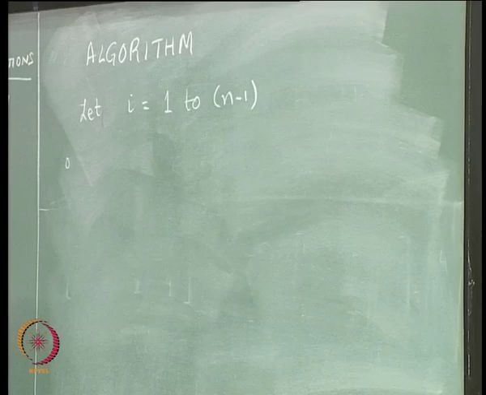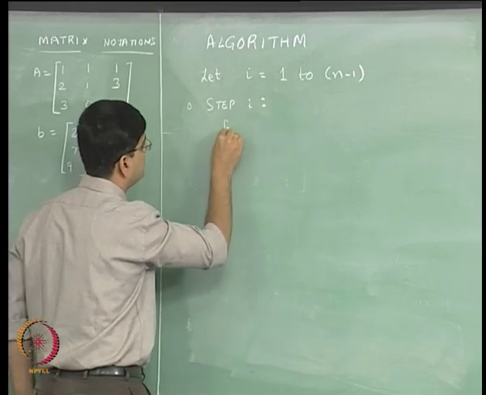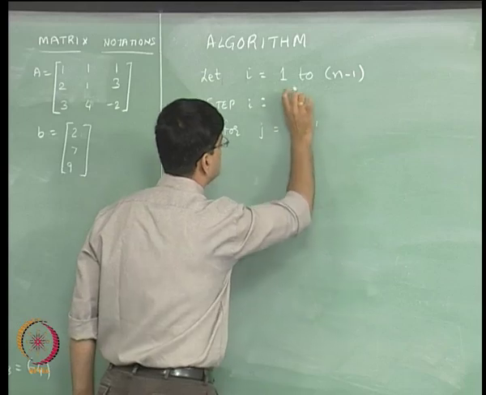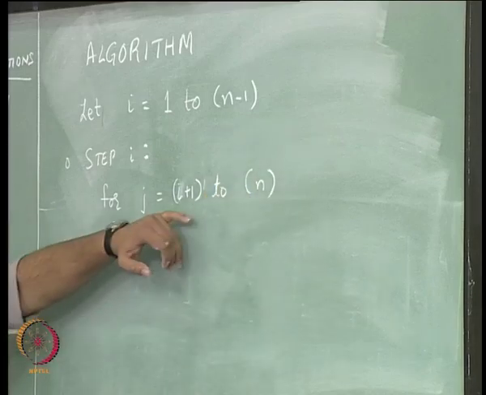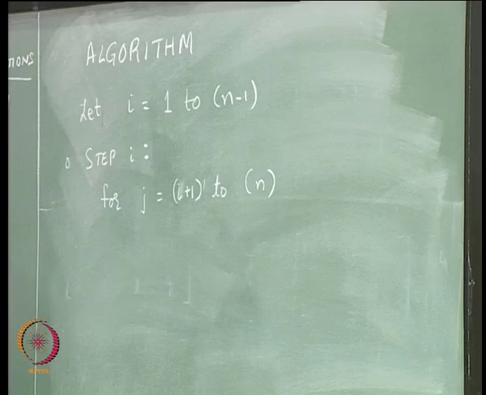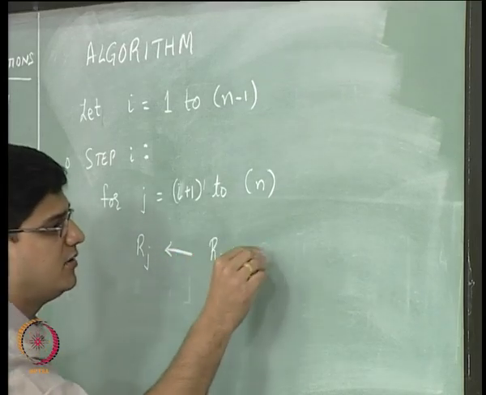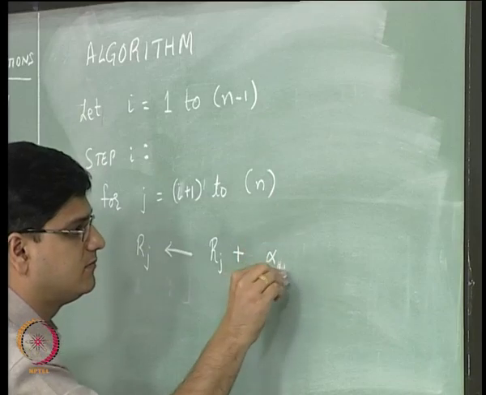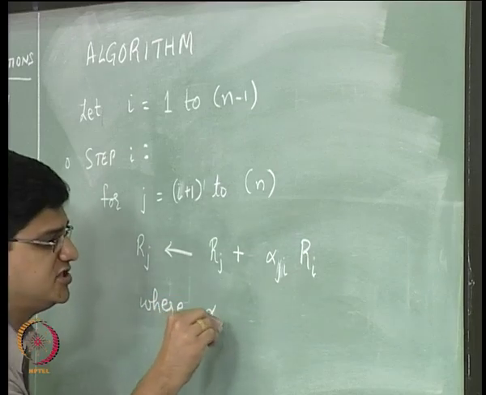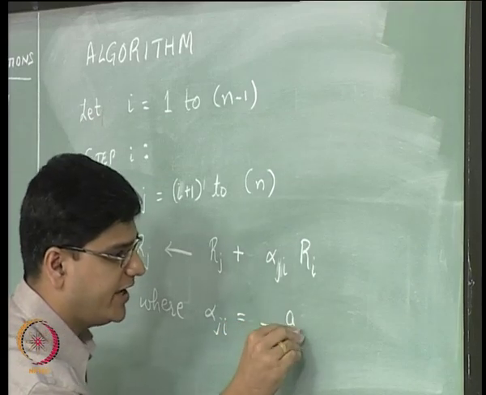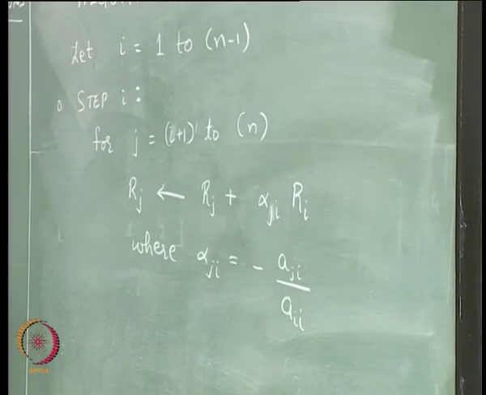So step I is going to involve, for j going from I plus 1 to n, that means row I plus 1, row I plus 2, row I plus 3 and so on, we need to replace Rj with Rj plus alpha j comma I times Ri, where alpha j comma I is going to be equal to negative aj comma I divided by aI. Okay. So that is what we have in the ith step.